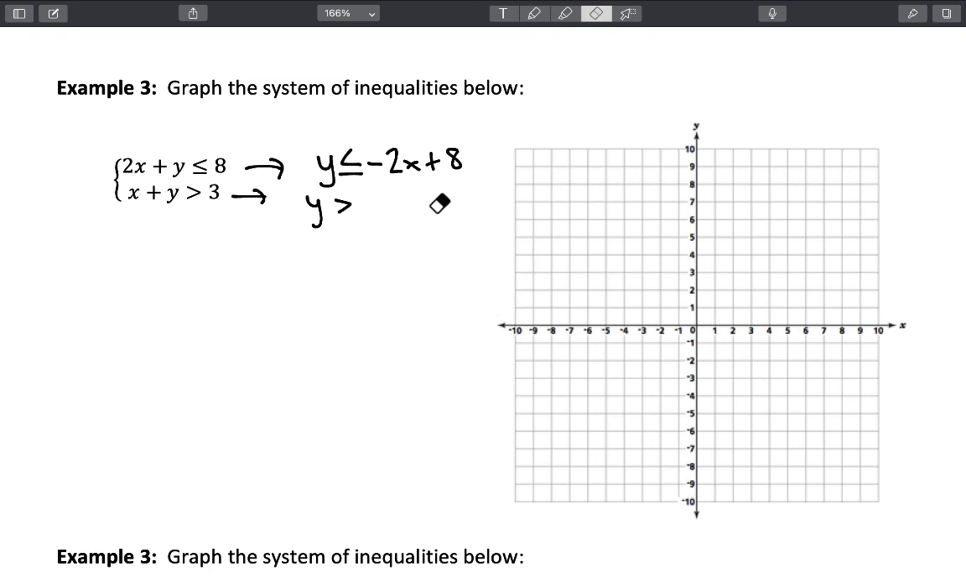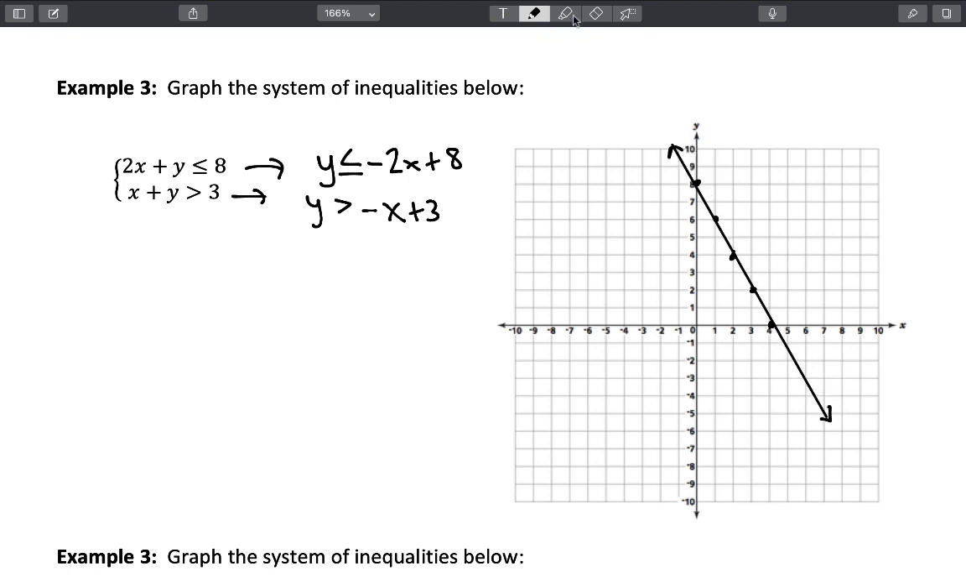All right, so let's start off by graphing one line at a time. We're going to start off by graphing the -2x plus 8. I got a y-intercept of +8 and a slope of -2. So I'm going to come down 2 and to the right 1. And it looks like this is going to be a solid line because it's a less than or equal to. All right, there's our line. Make it nice and straight and solid.